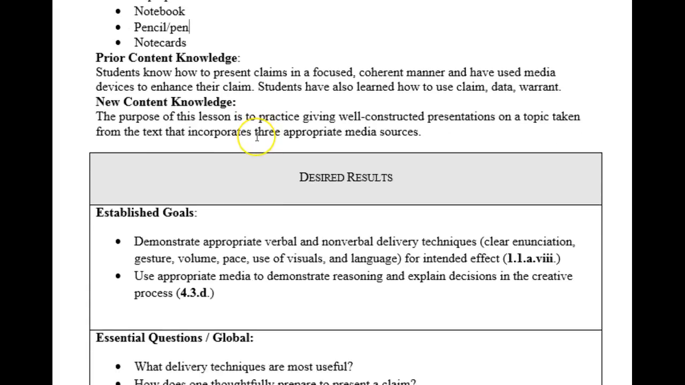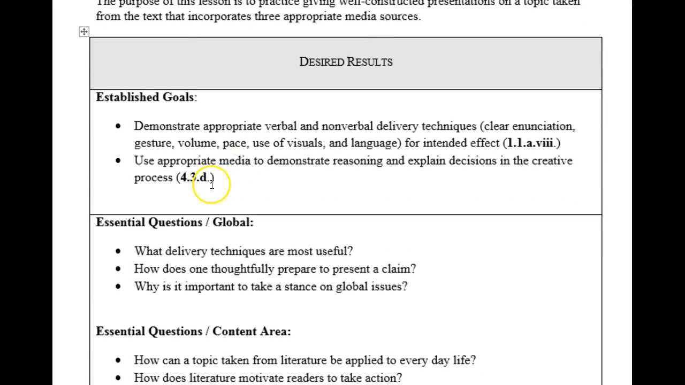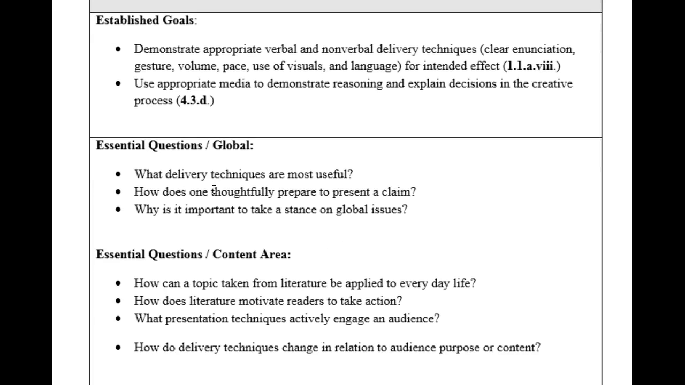Okay. In the desired results section, I was glad to see that you had drilled down to 2 specific evidence outcomes and that you had aligned well to those in your lesson plan. Your essential questions for global are well done because those are real world questions with real world implications. And your essential questions for content area are also well done. I think that they align to your established goals, and I think they flow very nicely out from the content which you're having them look at.